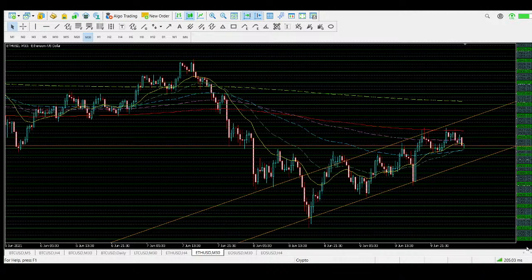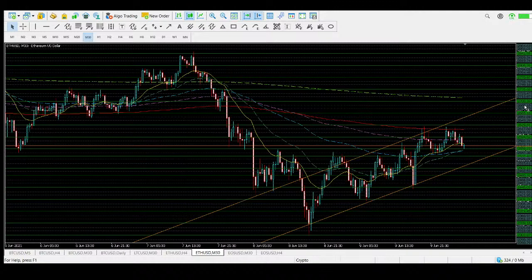So yes, if you want to add these major levels on your chart, you can do that. 2268, 2303 or 2304, 2340, 2375, 2410, 2445, 2480, 2502, 2538, 2560, 2595, 2630, 2665, 2700, 2735.